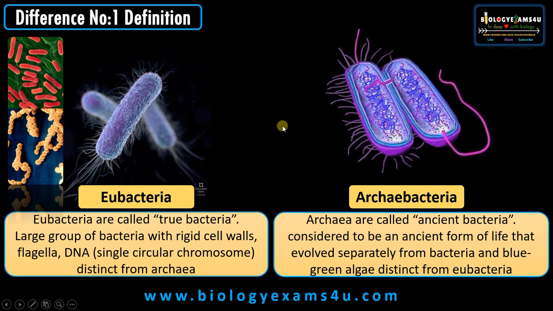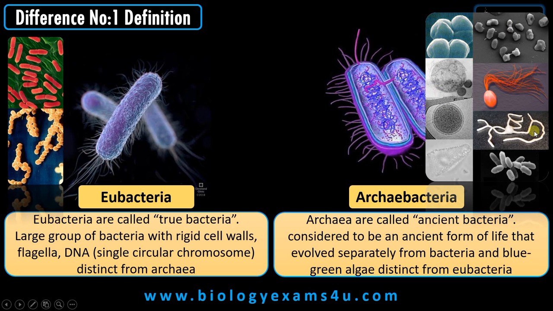In the case of Archaebacteria, archaea are called ancient bacteria. It is considered to be an ancient form of life that evolved separately from bacteria and blue-green algae, with distinct characteristics. Archaebacteria is a mysterious group of bacteria that shows characteristics of both Eubacteria and also eukaryotes. In some recent classification systems, because of the distinctiveness of Archaebacteria, they are even considered a kingdom. They also appear in different shapes under the microscope, as you see here.